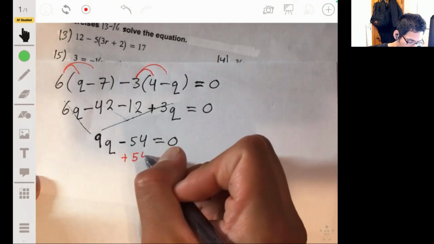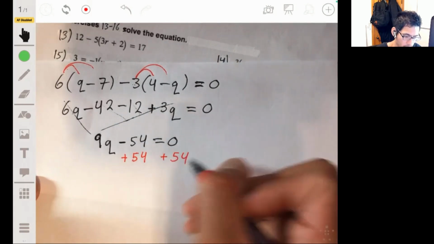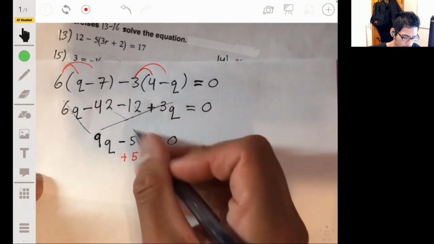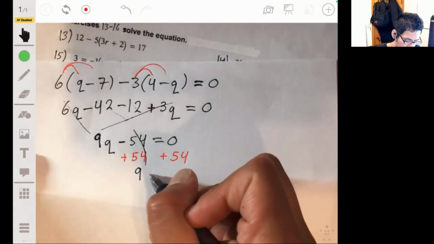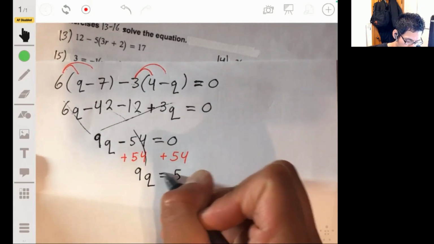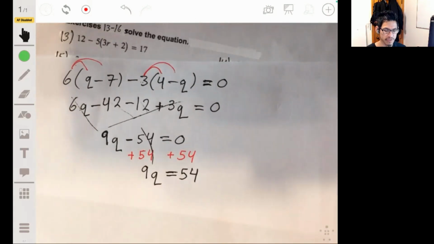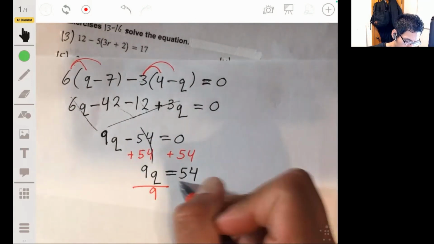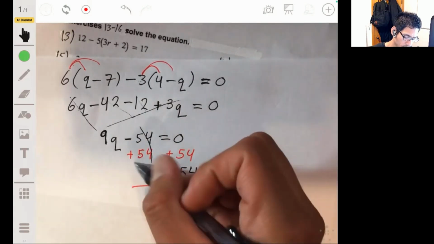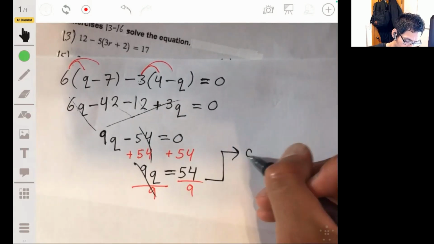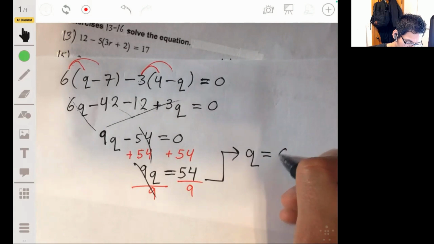Add 54 to each side. 9q equals 54. And then we just divide by the 9, and we get q equals 6.